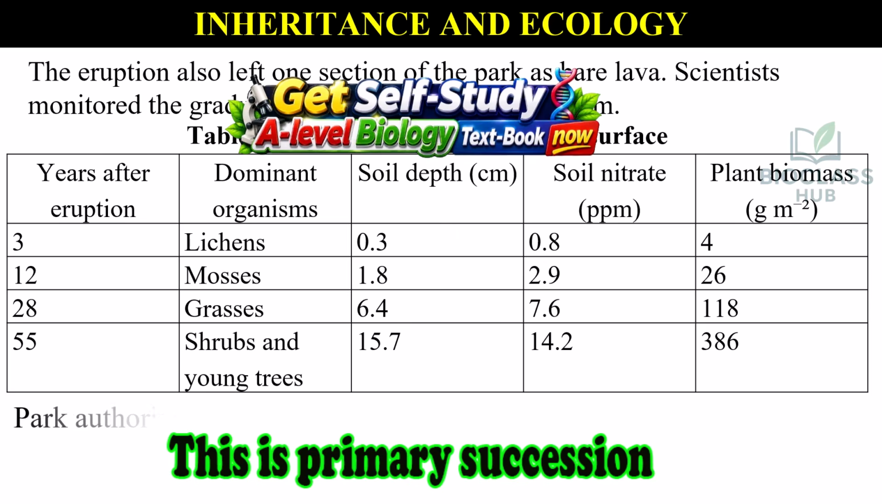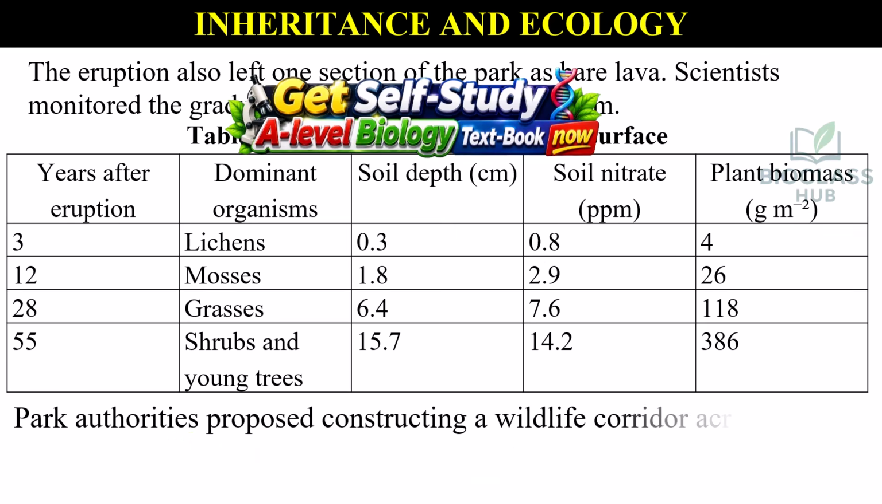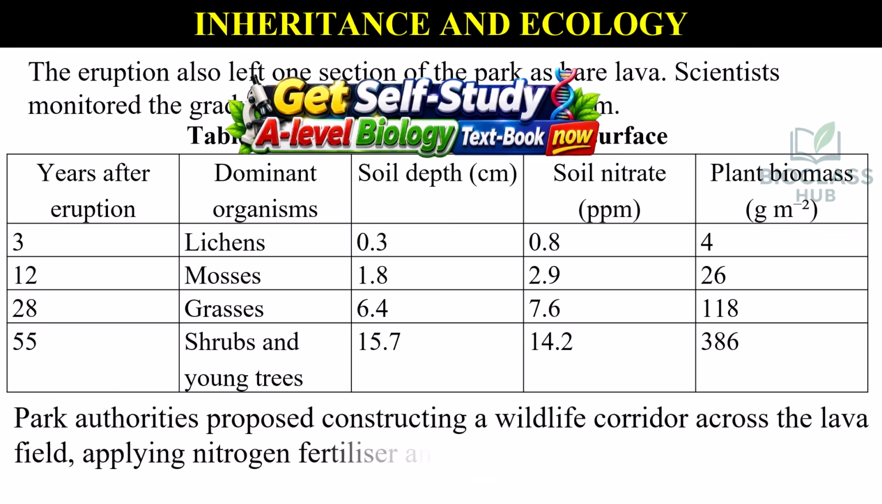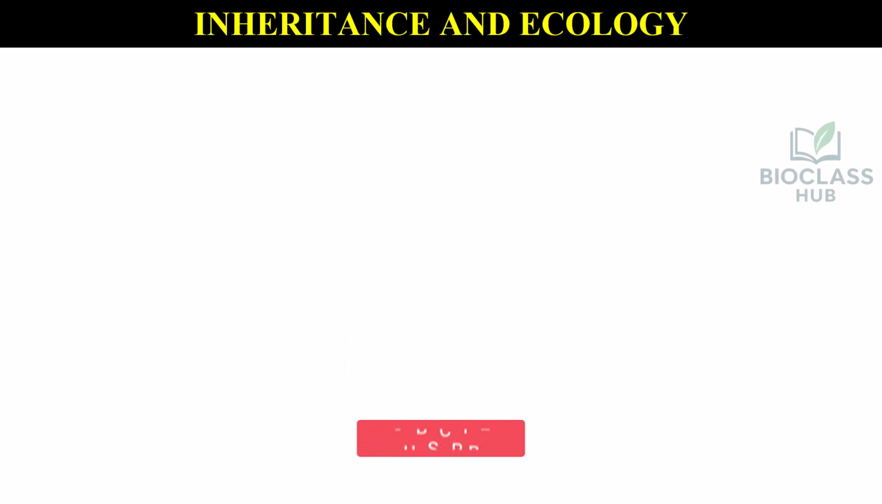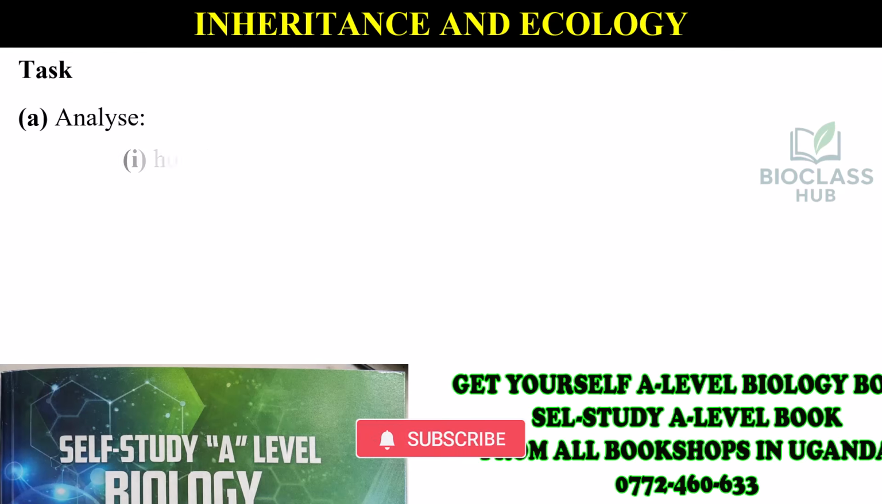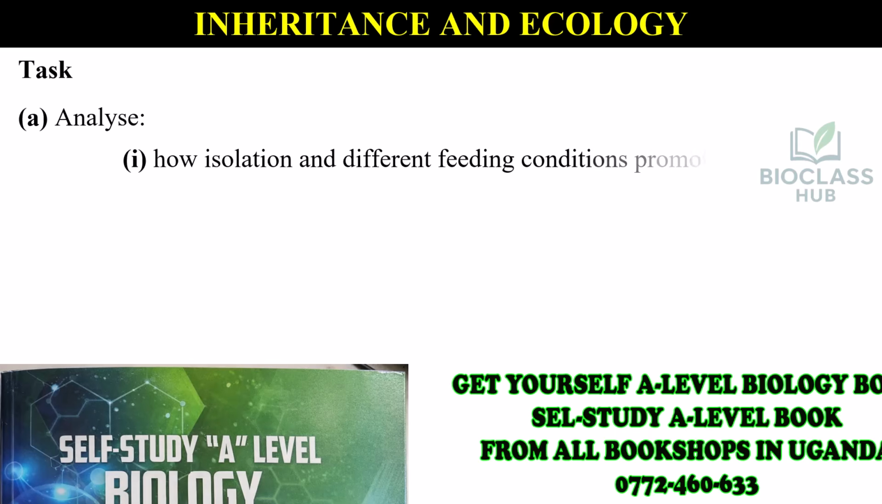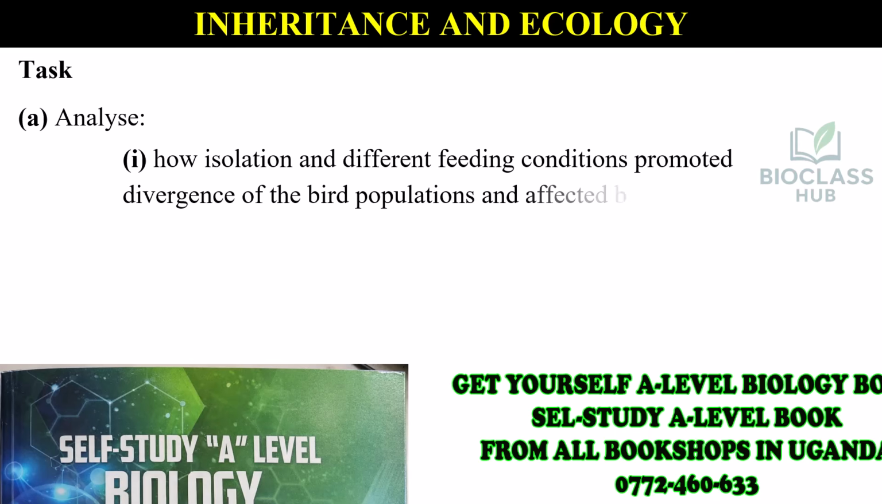Park authorities proposed constructing a wildlife corridor across the lava field, applying nitrogen fertilizer and planting fast-growing exotic trees. Task: Part A. Analyze how isolation and different feeding conditions promoted divergence of the bird populations and affected biodiversity.